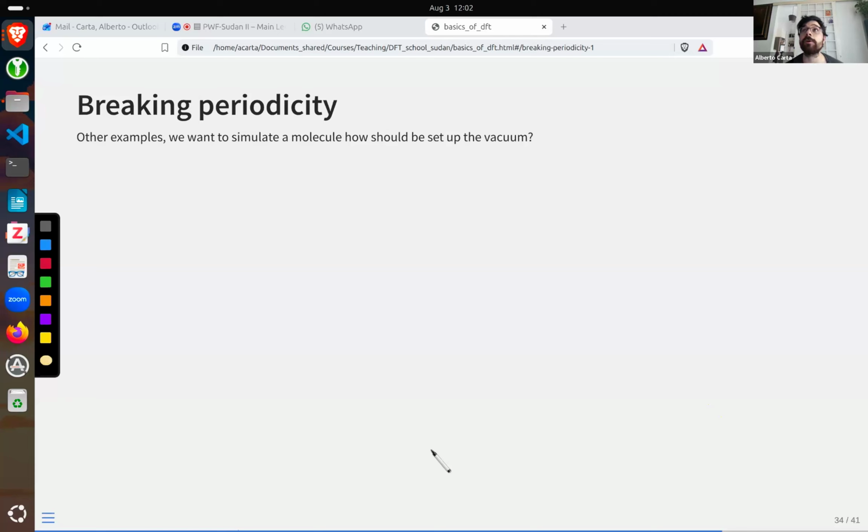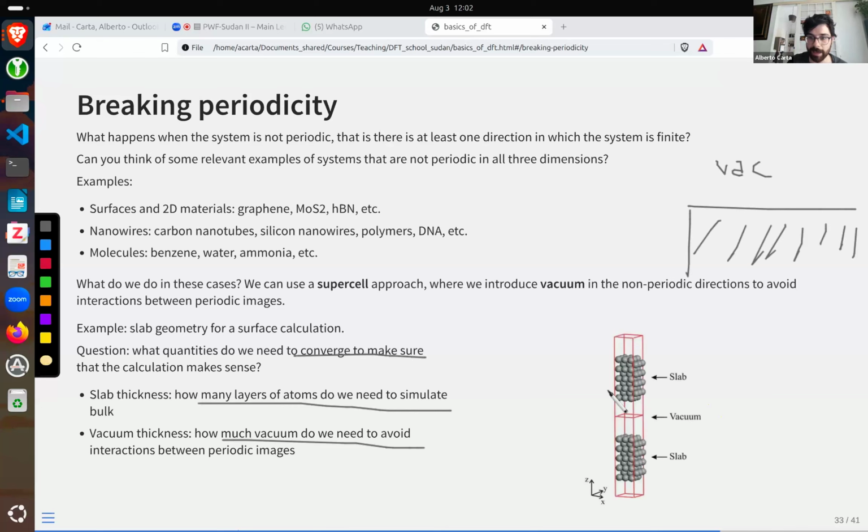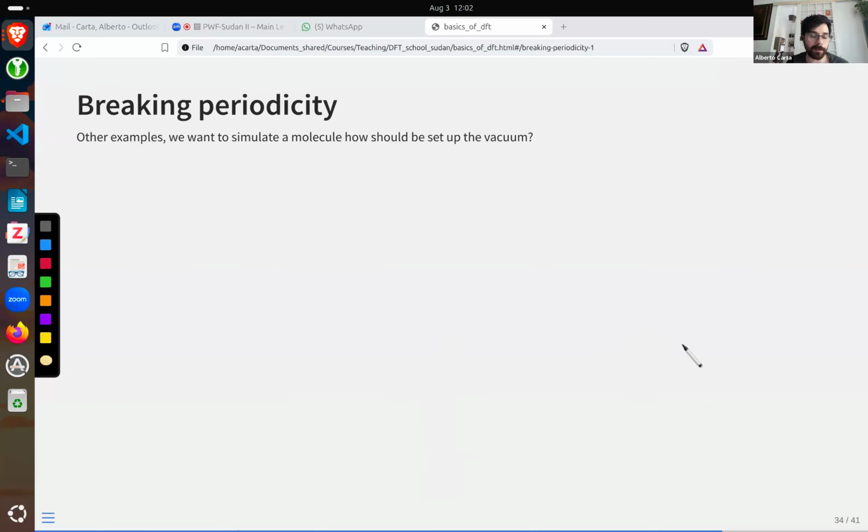Remember, for a 2D system, we had a bunch of atoms and then some vacuum in the Z direction. We break periodicity in the Z direction, we still want periodicity in X and Y, so we need vacuum in one direction. For a molecule, where do we need vacuum? Do we need it in one direction? Do we need it in two? Do we need it in all three directions? Maybe.